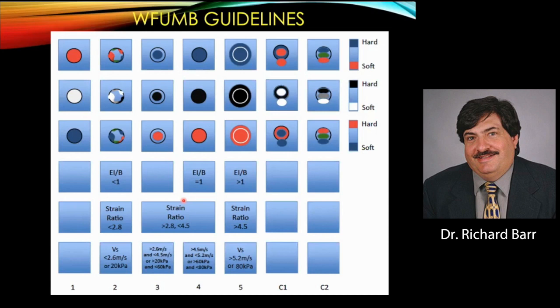If we look at shear wave speeds, a velocity of less than 2.6 meters per second or 20 kilopascals was negative in every study, and a velocity of 5.2 meters per second or 80 kilopascals was positive in every study, so we gave that a 5. And then for a 3, we went between 2.6 and 4.5, which is 20 to 60 kilopascals. And from 60 to 80 kilopascals, or 4.5 to 5.2, we gave that a 4.